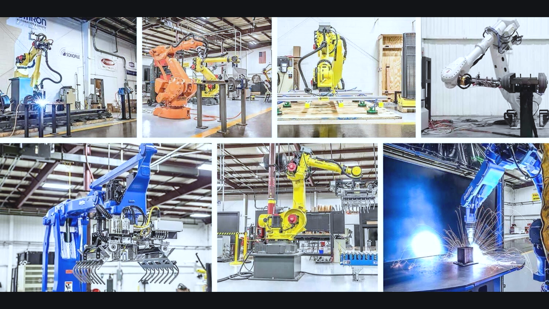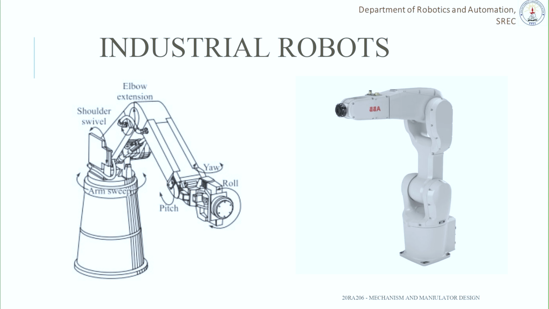Industrial robots are intended to serve as general purpose, unskilled or semi-skilled labor, in applications like welding, painting, and machining. These are some of the industrial applications of robots that you can see in our day-to-day life and in the industrial environment. So next is the industrial robot.